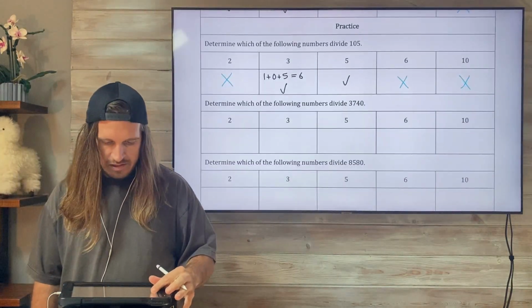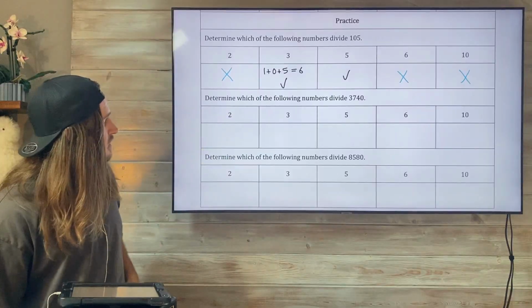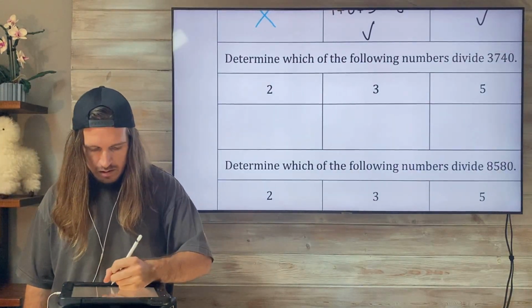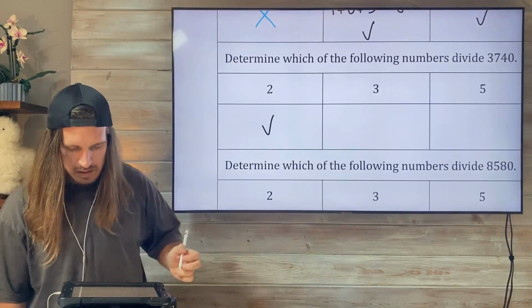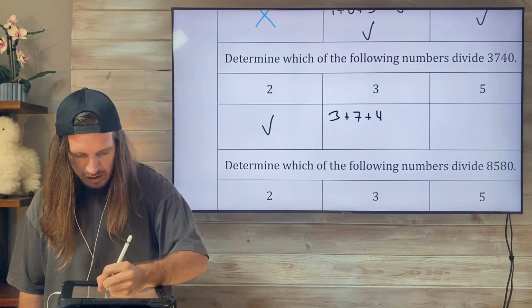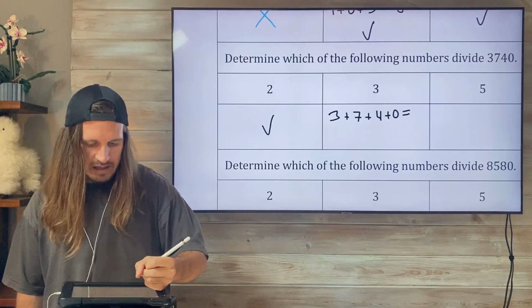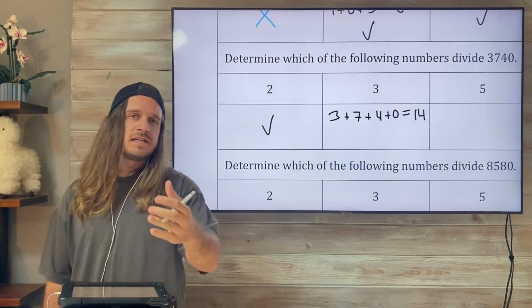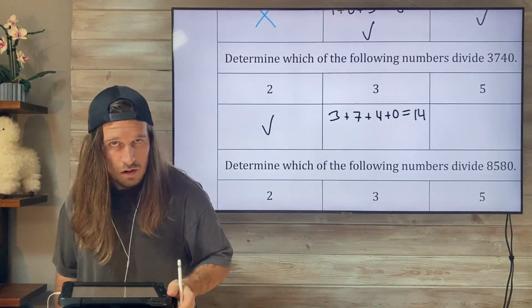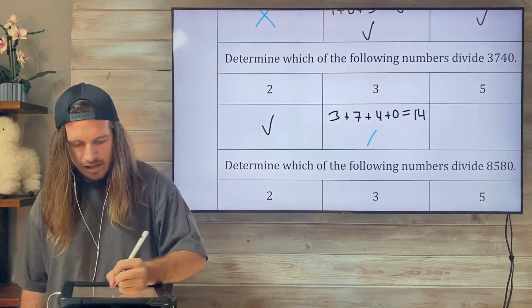All right, how about 3,740? Well, it ends in a 0, so it's divisible by 2. Let's add up: what's 3 plus 7 plus 4 plus 0? That is 14. 14 is not divisible by 3, so 3,740 is not divisible by 3.